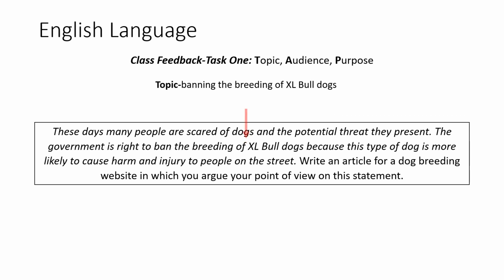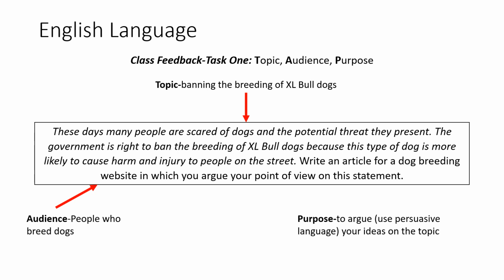So first of all, for the topic, specifically we're going to talk about banning the breeding of XL bulldogs. The audience is the next part. Again, that's going to be very important because it's going to tell us who we are aiming our writing towards. And this is going to help us to understand the type of language and the kind of tone that we need to use in our writing. So for the audience, we can tell from that part there that it's people who breed dogs. And the final one, the purpose, would be to argue, use persuasive language to help your ideas flow on the topic. When we say persuasive language, we of course mean DAFOREST techniques. Now hopefully you feel quite confident about those ones. If you're not 100% sure what I mean by this, don't worry, we're going to go through those together as well.